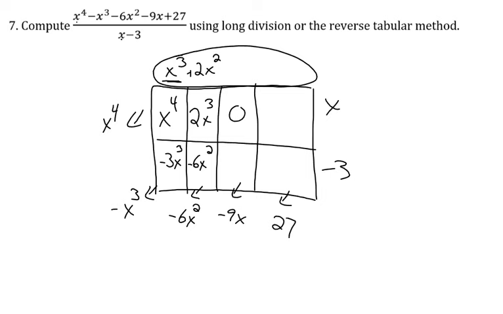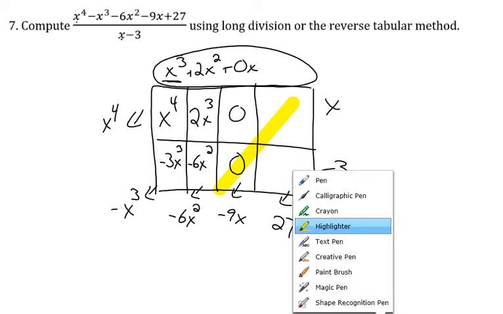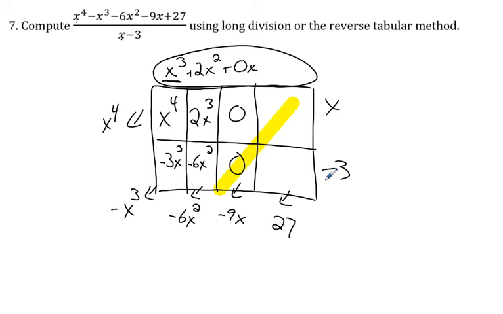What times x gives me 0? 0. You can put a 0x because it really should be the x term, or you can just put 0. Doesn't matter because I'm going to get a 0 there as well. So from this diagonal, I need negative 9x. I currently have 0, so in this box here, I need a minus 9x. Negative 9 times x gives me negative 9x. Negative 9 times negative 3 is positive 27 as we want.